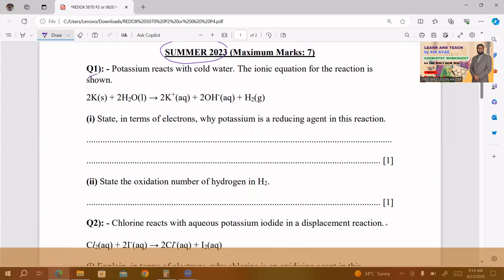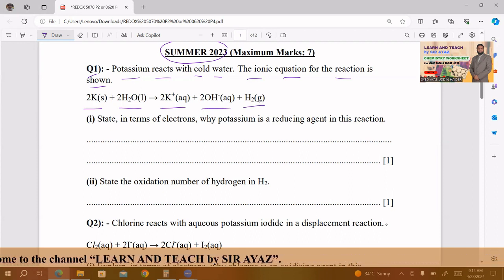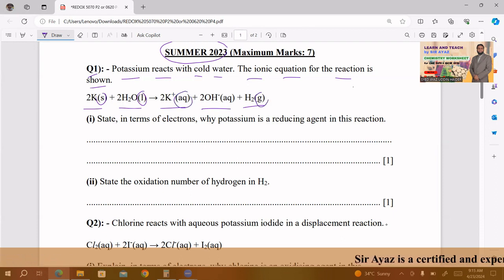Question number 1. Potassium reacts with cold water. The ionic equation for the reaction is shown. 2K(s) + 2H2O(l) gives 2K+(aq) + 2OH-(aq) + H2(g). I hope you all understand the meaning of these state symbols S, L, AQ, and G. For your convenience, I am writing it here.